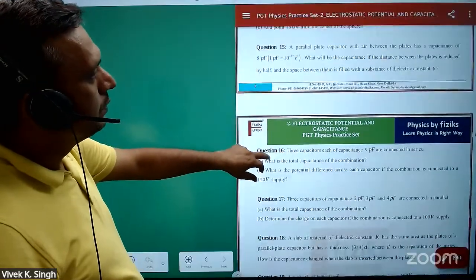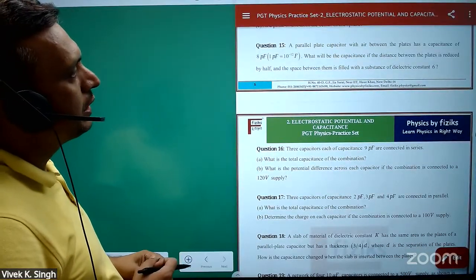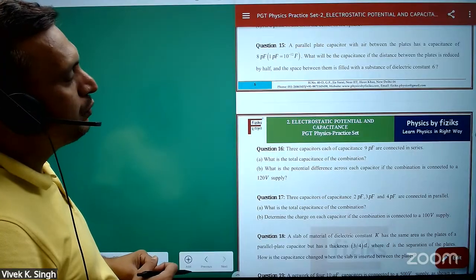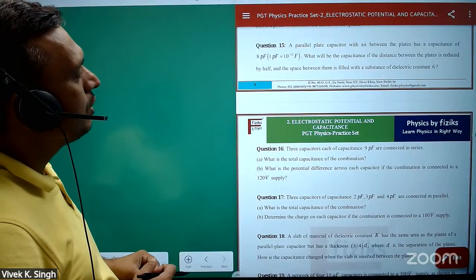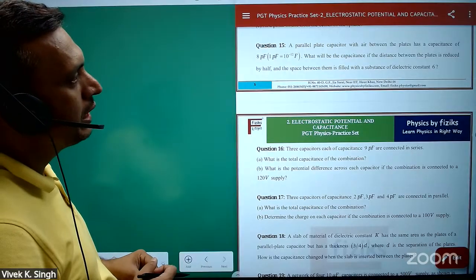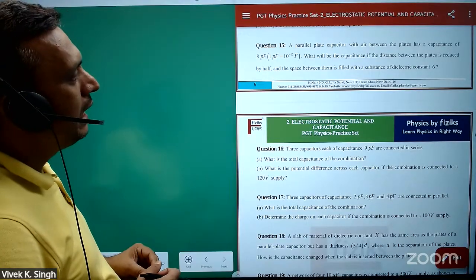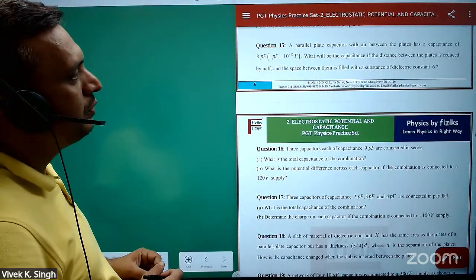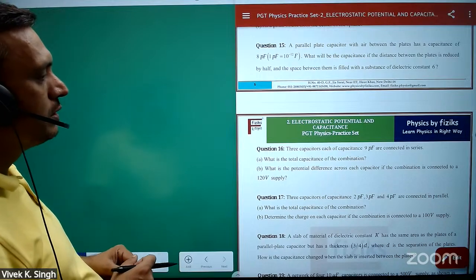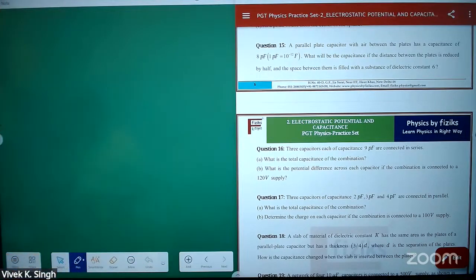Now, a parallel plate capacitor with air between the plates has a capacitance of 8 picofarad. What will be the capacitance if the distance between the plates is reduced by half and the space between them is filled with a substance of dielectric constant 6? It's a matter of calculation only.